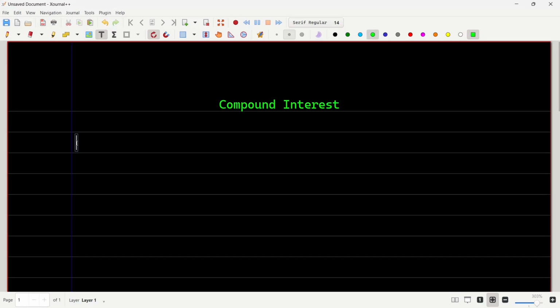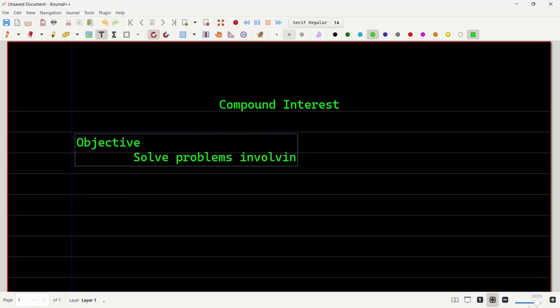The objective of the lesson will be about solving problems involving compound interest. So the objective is to solve problems involving compound interest. All right, let me just put that as blue.